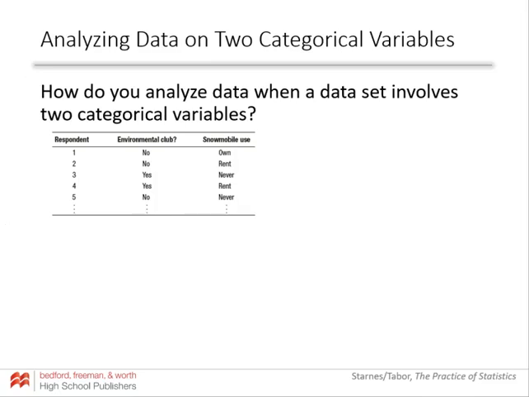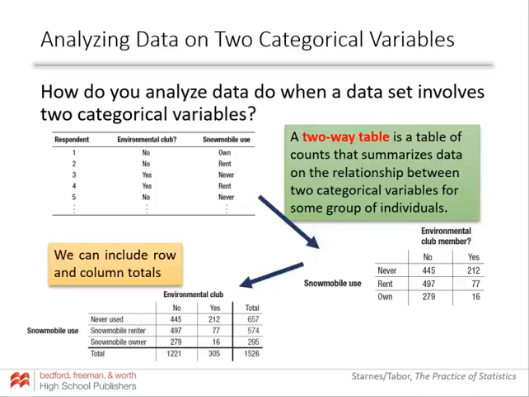Okay, if we have two variables combined, we can use something that's called a two-way table. So we asked a bunch of people 2 questions. Are you in the environmental club? And do you use a snowmobile? And so we put those together in a two-way table. And so I'm looking for where those things intersect. Like no and never was 445 people. Yes and never was 212 people. And sometimes they add the totals. Sometimes you might need to add the totals yourself. But this is called a two-way table. And for two-way tables, it organizes the information really nicely where we can answer all kinds of questions about our data.